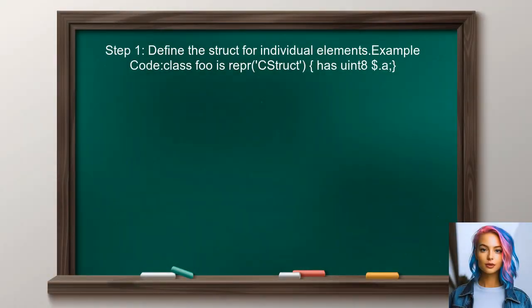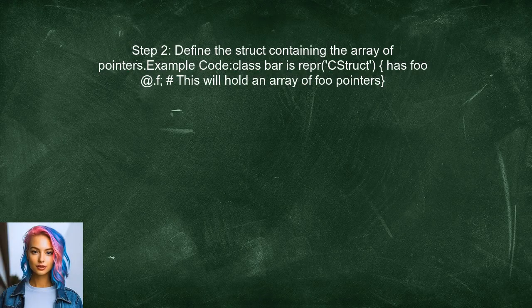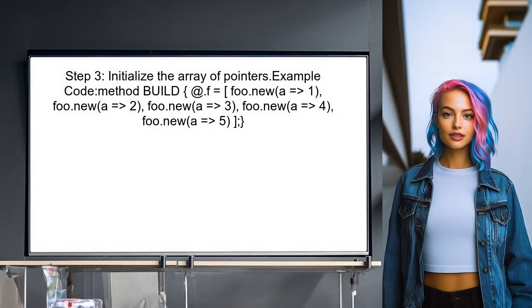To encapsulate the C struct with an array of pointers in Perl 6, the user should first define the struct for the individual elements. This is done by creating a class for the struct foo. Next, the user needs to define the struct that contains the array of pointers. Instead of creating separate attributes for each pointer, the user can use a more dynamic approach. Now the user should initialize the array of pointers in the bar struct. This can be done by creating a method to populate the array with instances of foo.